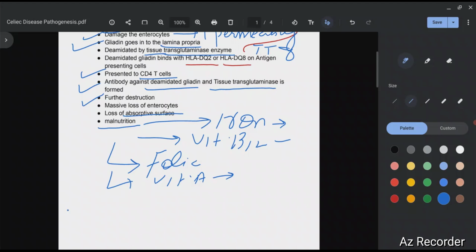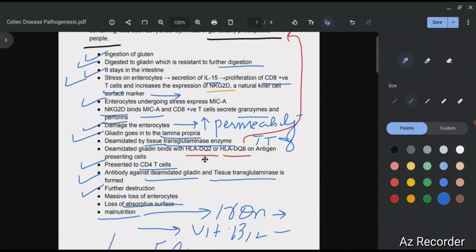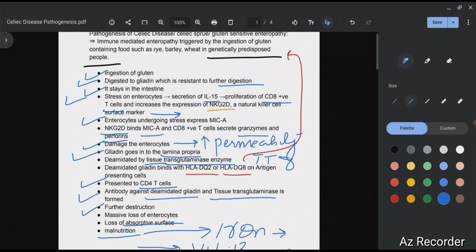So anything can be deficient due to celiac disease, and you have to remember all of the symptoms that the patient can have due to deficiency of any kind of thing. Okay, so this is the whole pathophysiology of celiac disease. I hope this is clear.